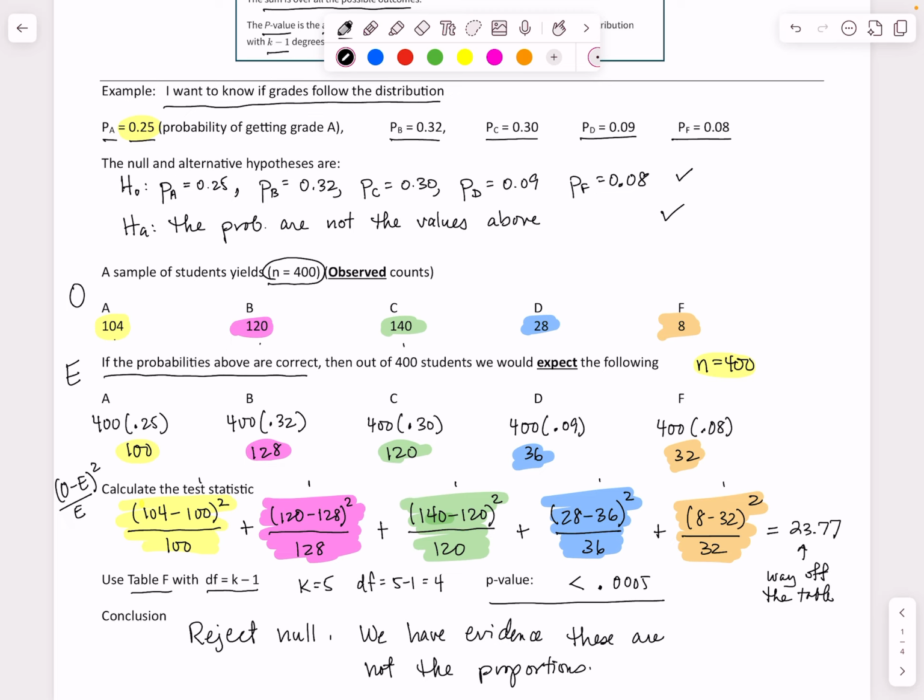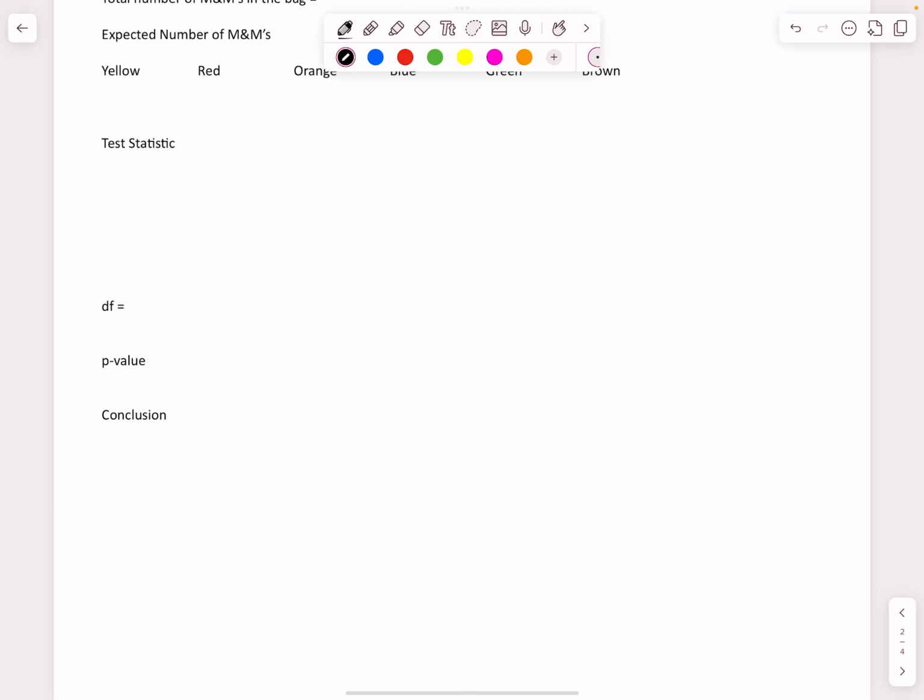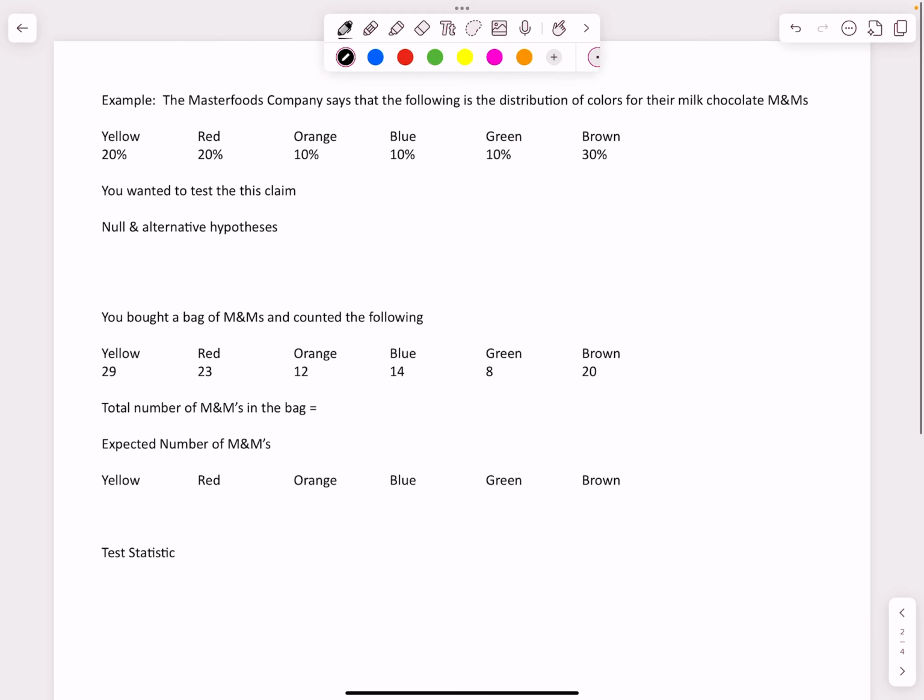And so that's, let me do another example. So here's another example. Here we have the Master Foods Company says that the following is the distribution of colors for their milk chocolate M&Ms. So 20% yellow, 20% red, etc. And we want to test this claim.